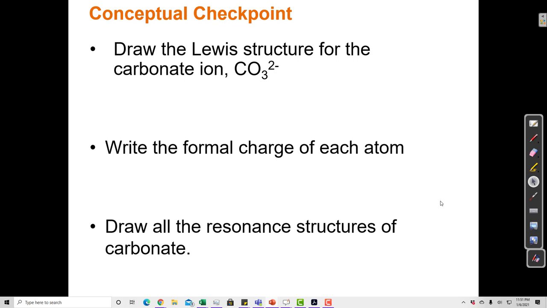Okay, let's look at this one for a minute. Draw the Lewis structure for the carbonate ion, CO3 2 minus. All right, so how do we draw a Lewis structure?